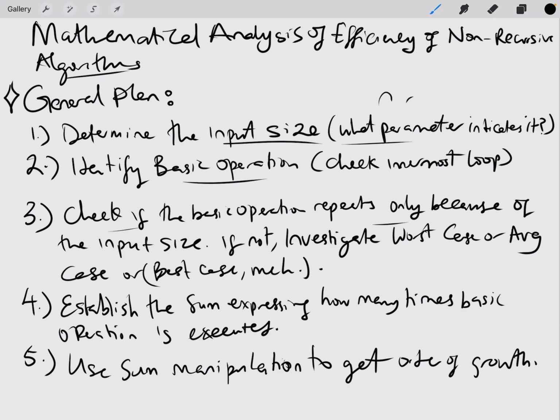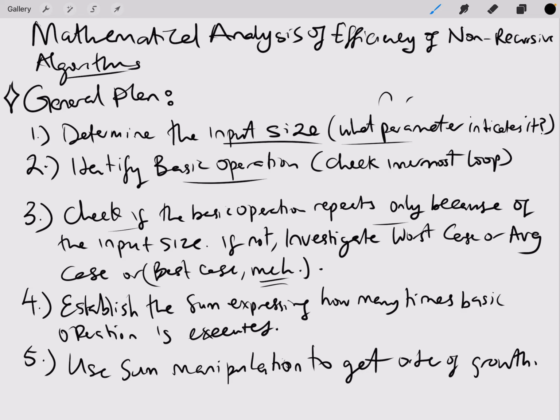You get the picture. So in the case where it's not only the input size that determines how many times the basic operation is repeated, then we have to investigate either the worst case or the average case. But the best cases aren't so valuable because it's not exactly showing how the operation even truly works, because it doesn't really do much of anything.